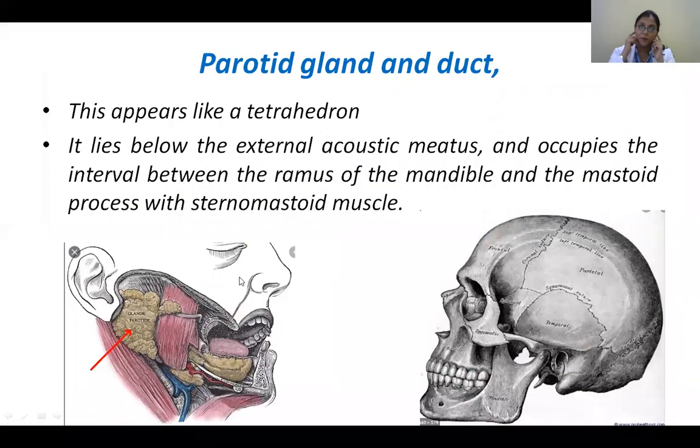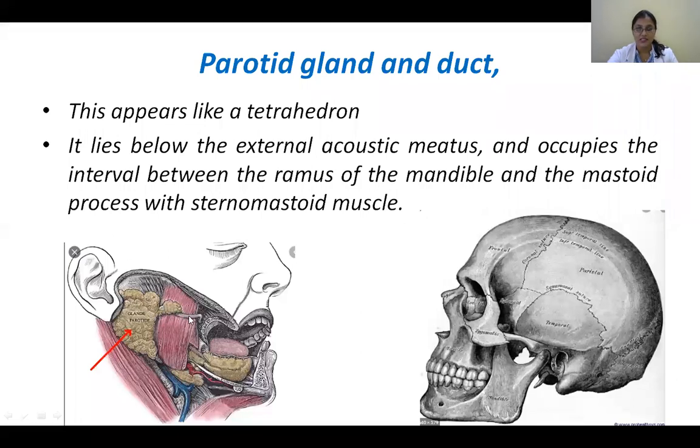So the next one is your parotid gland. So for this you can make out, this is your mastoid process. This is the angle of the mandible here. This lies below the external acoustic meatus. You can see the gland here. And this is your masseter muscle. And then this is the sternocleidomastoid. This is the ear lobule. This is the tragus. And you can see that these are all processes, extensions of the gland over the facial region.